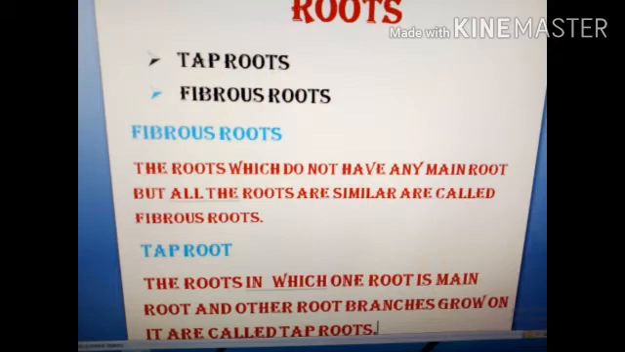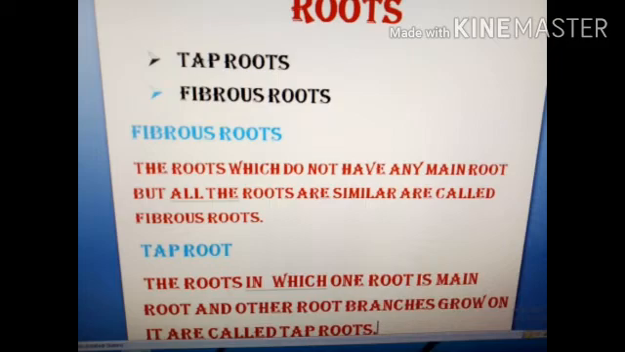Which part of the plant is in the soil? Yes, that is root. Dig out a few weeds, wash the soil off the roots and observe them. Do you find that all the weeds that you have dug out have the same kind of roots? Maybe not. Let us take the first root, that is fibrous root.